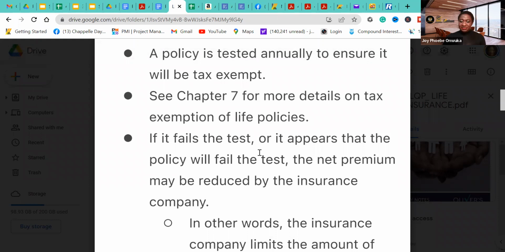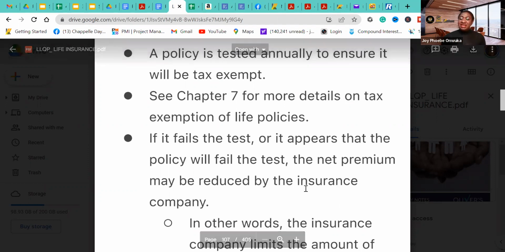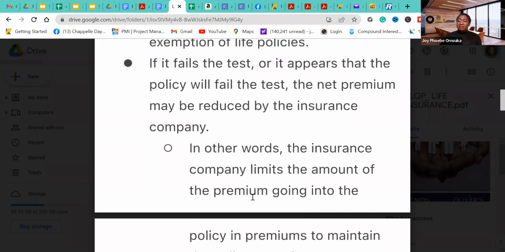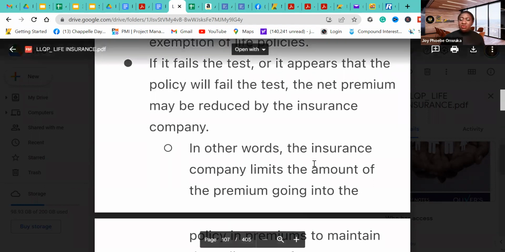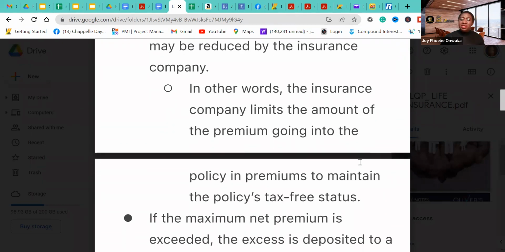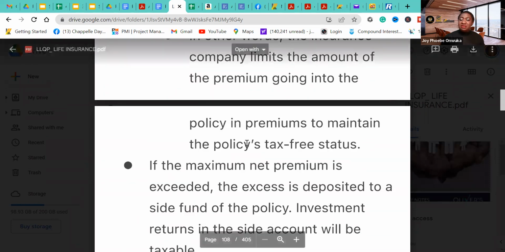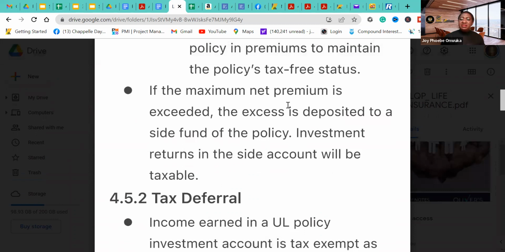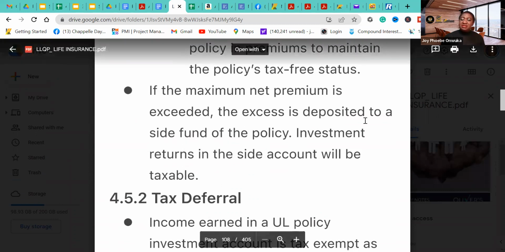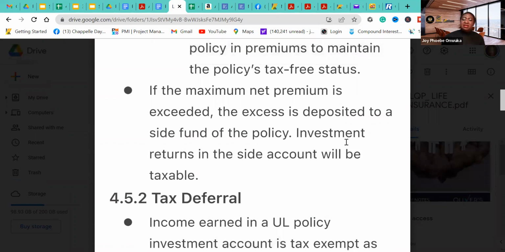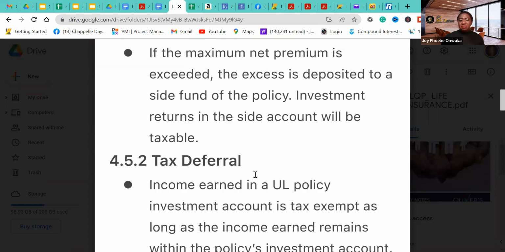If it fails the test, that is, if more money gets into the plan than what is covering the taxes, or it appears that the policy will fail the test, then the net premium may be reduced by the insurance company so that the money going into the policy's investment will not trigger taxes. In other words, the insurance company limits the amount of the premium going into the policy to maintain the policy's tax-free status. If the maximum net premium is exceeded, the excess is deposited to a side fund of the policy. Investment returns in the side account will be taxable.